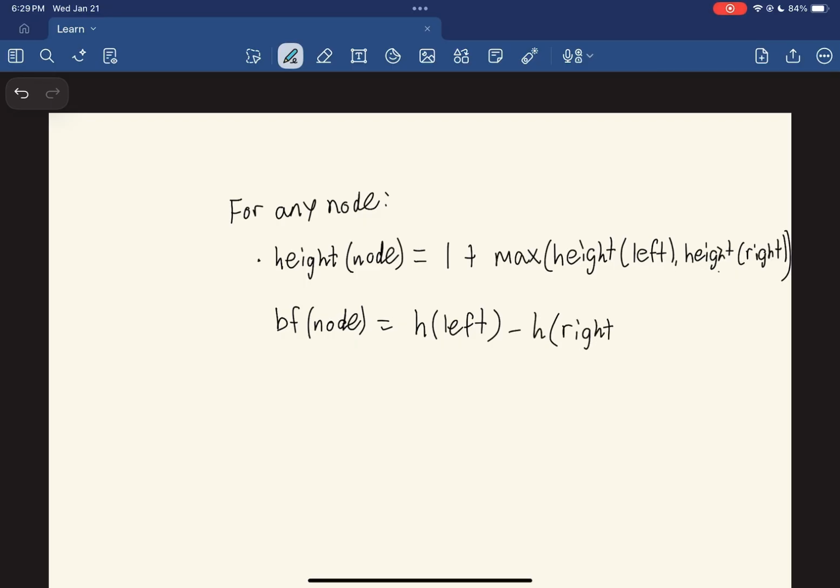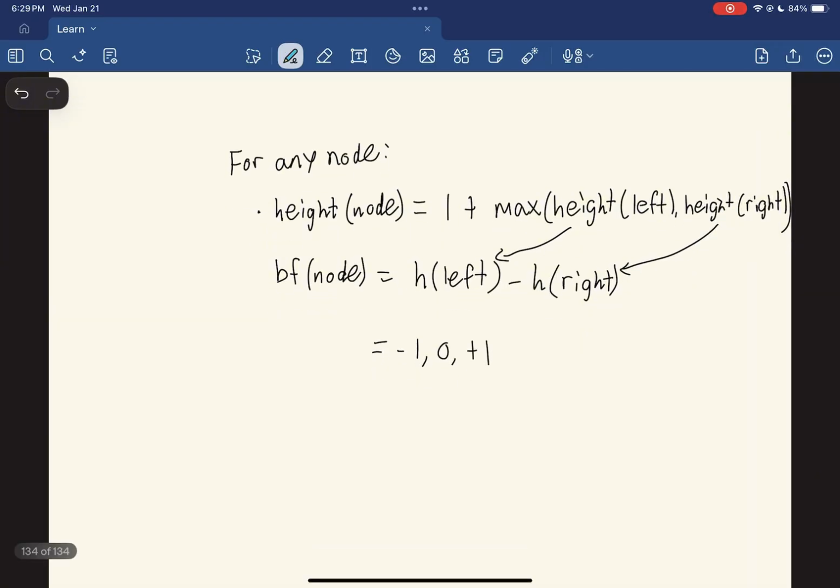So like right here and right here. What you want to see is an answer that is either -1, 0, or +1. Okay, so for example, if you get a balance factor equal to +2, right?